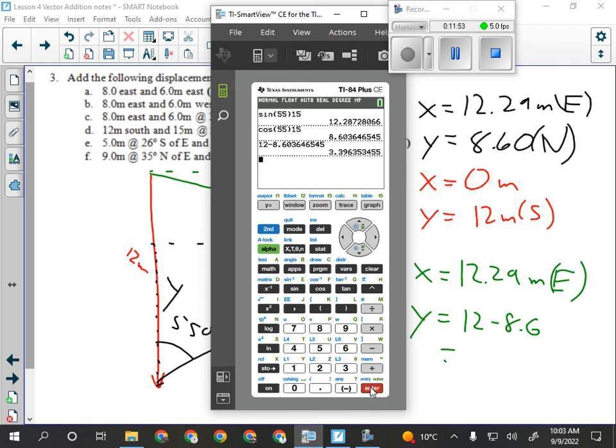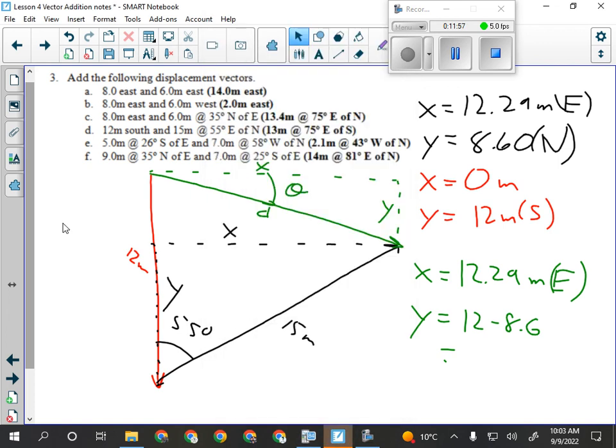Okay, so I'm going to end up with 3.40 meters south. Okay, so now I've got green x, 12.29 meters, and I've got y, 3.40 meters, in a south direction. So those are my two vectors.